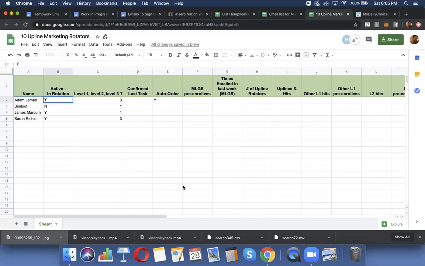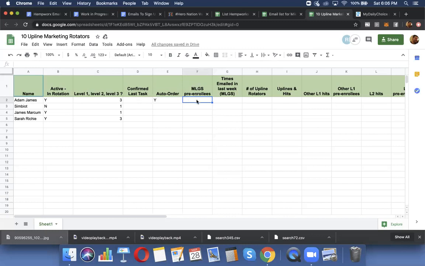This is tracking what's going on. There'll be other steps that you would take. If you saw that somebody wasn't on auto order, you'd put no, and then you'd say they're not in rotation anymore, they're not active anymore, and then you'd log into your rotator in your MyDailyChoice back office, and you would take them out of rotation, which again, I will show you how to do in another video. I'm going to go ahead and put this back to yes, because I know Adam James is on auto order.